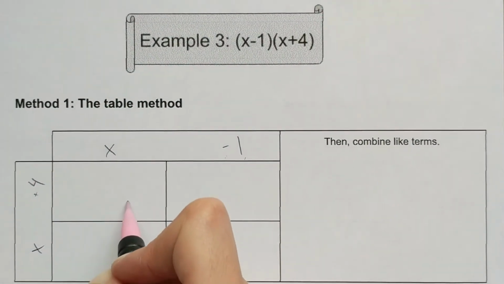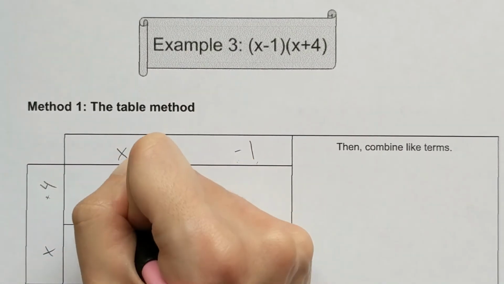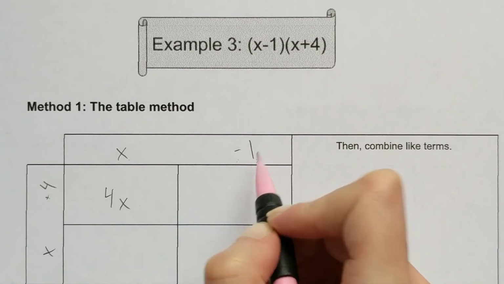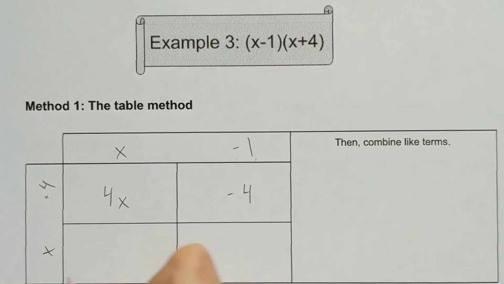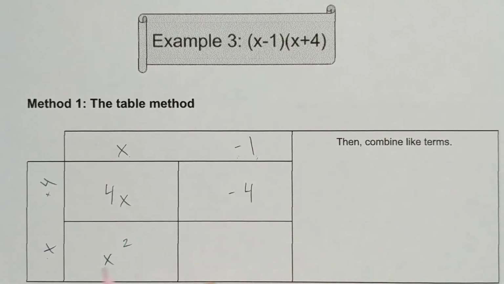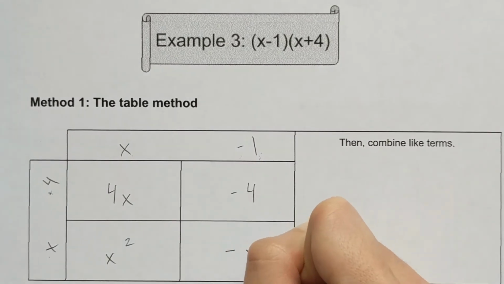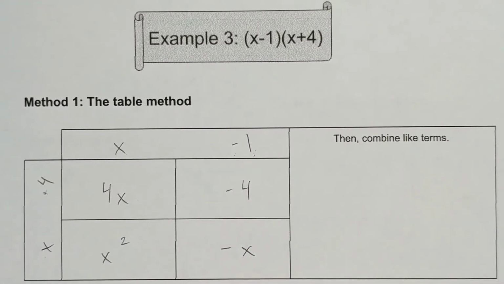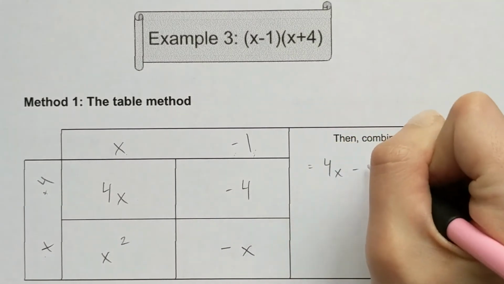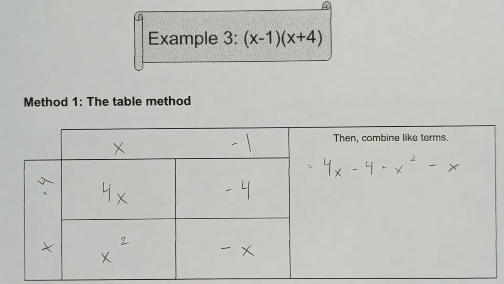I'm going to fill in each of my 4 middle squares here. 4 times x is 4x. 4 times negative 1 is negative 4. X times x is x squared. X times negative 1 is negative x. I'm going to write all of my terms onto the right hand side here. 4x minus 4 plus x squared minus x.